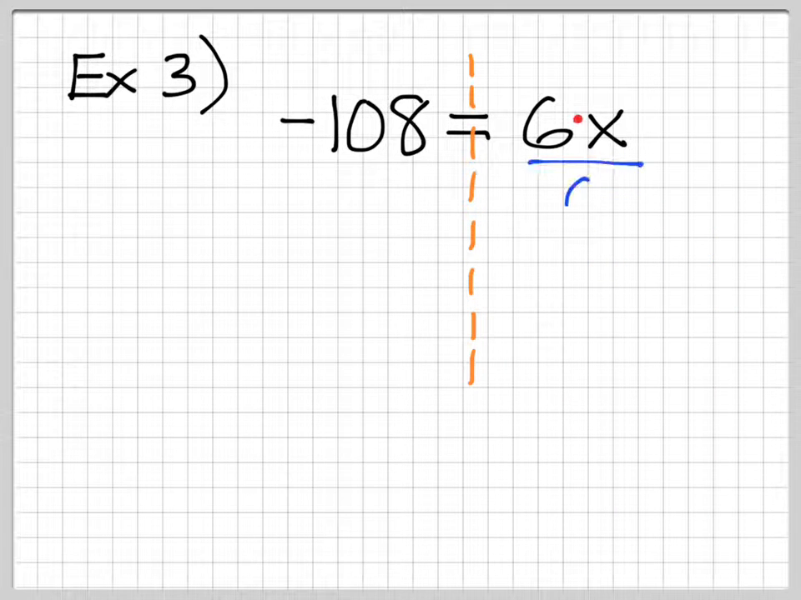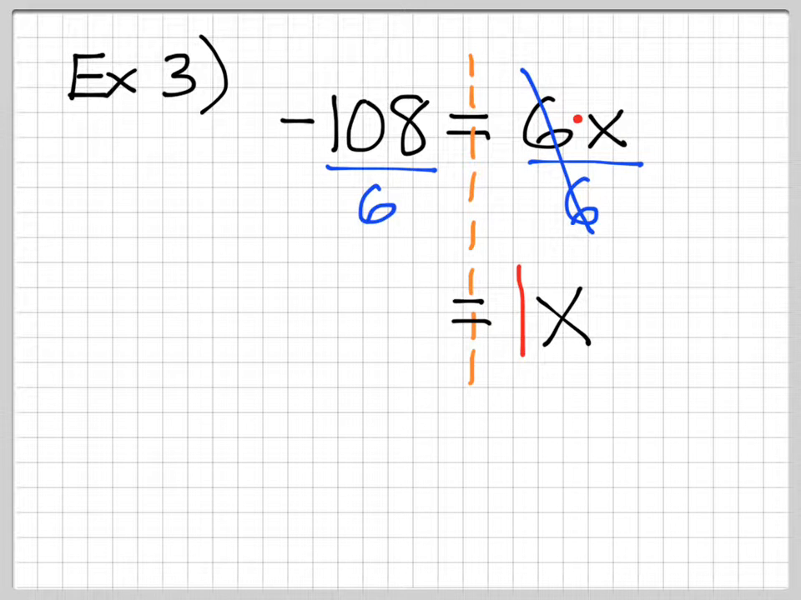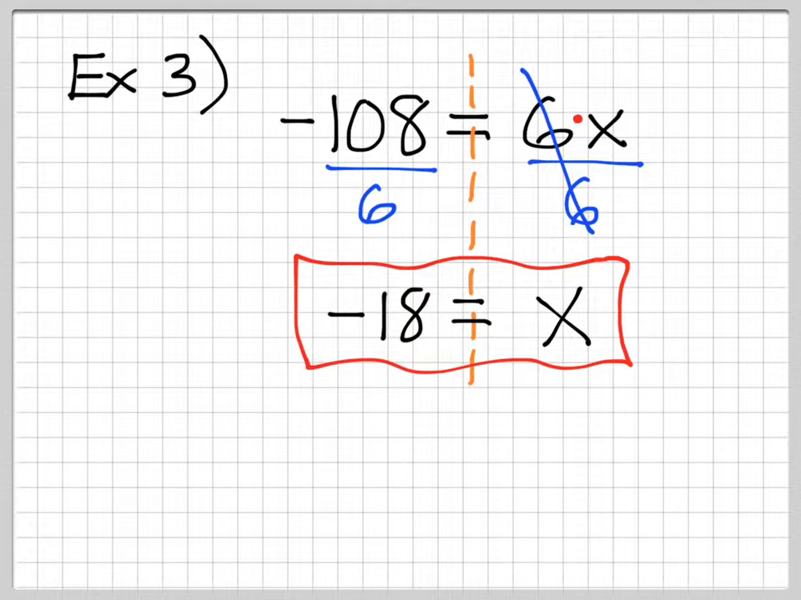Now, when I say 6x, it's really 6 times x. So if you need to put a dot in there to remember that, the opposite operation of multiplying is dividing. So I divide both sides by 6. Again, if I do it on the right side, I have to do it on the left side. And you'll notice 6 divided by 6 is really 1. So I really have 1x. But we never put that 1 there. We just know it exists. And on the left side, I get negative 108 divided by 6, which is negative 18. And I'm done. I've reached my goal.